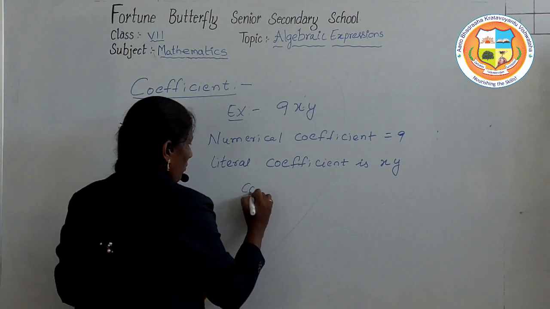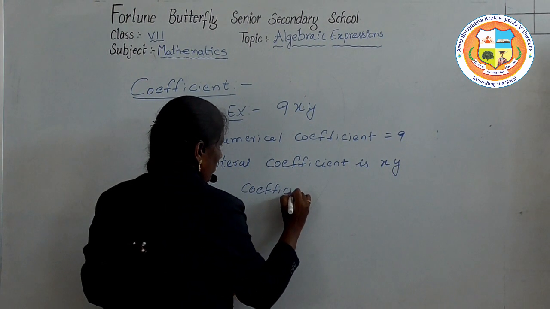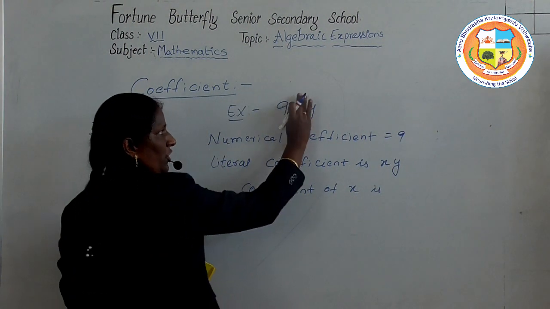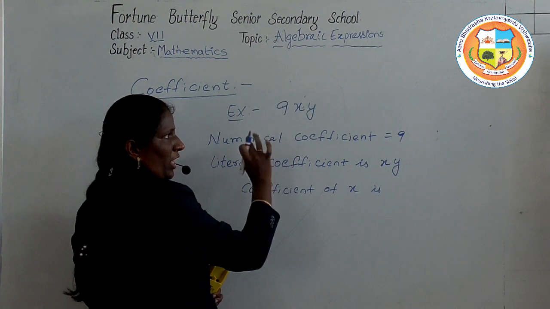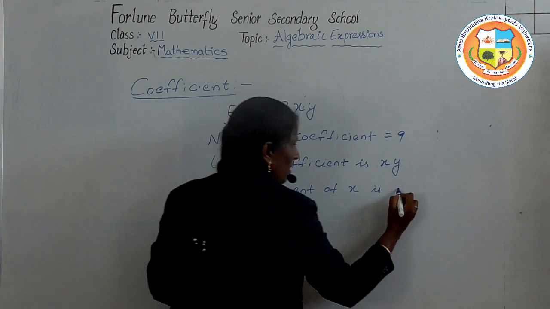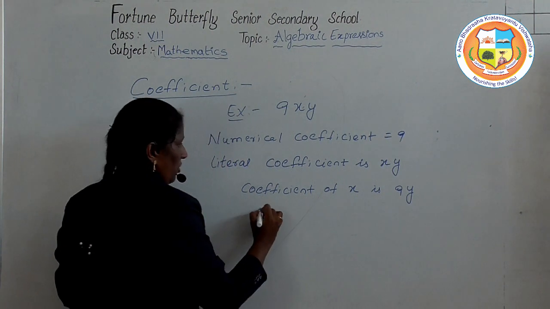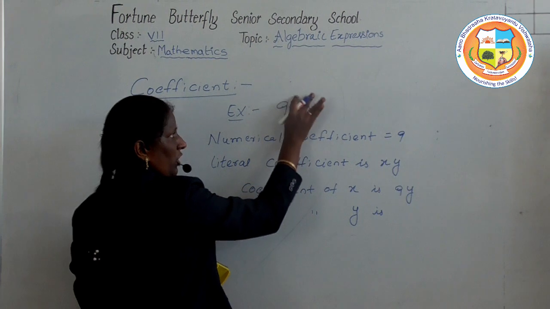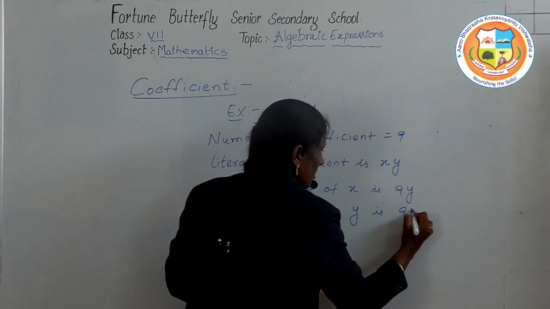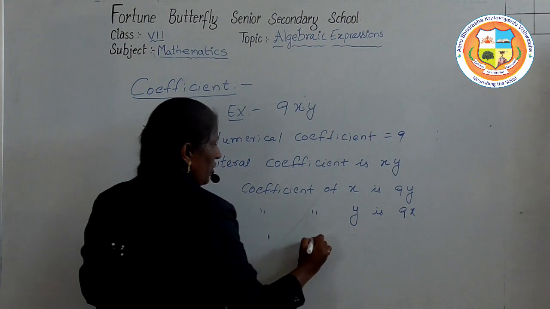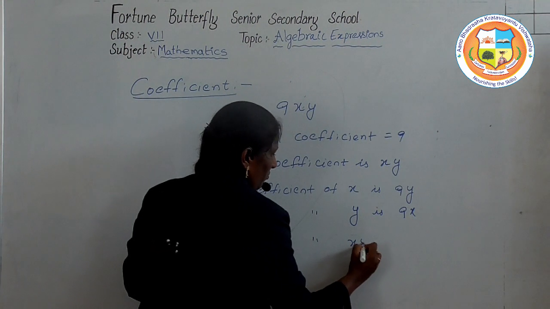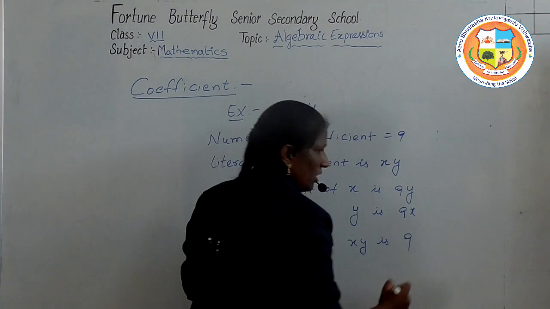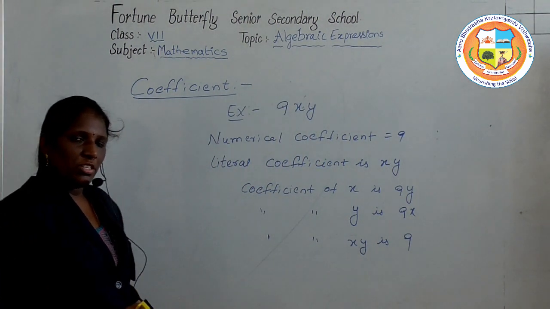Next, coefficient of x. Coefficient of x is the product of the remaining two factors, which is 9y. Next, coefficient of y is the product of the remaining two factors, that is 9x. Next, coefficient of xy is 9 only.